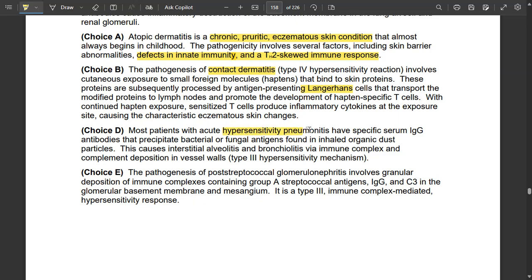In acute hypersensitivity pneumonitis, there are specific serum IgG antibodies in the blood that precipitate bacterial or fungal antigens found in inhaled organic dust particles. This causes interstitial alveolitis and bronchiolitis by immune complex and complement deposition in the vessel wall, that is a type 3 hypersensitivity mechanism. So, hypersensitivity pneumonitis is a type 3 hypersensitivity reaction.